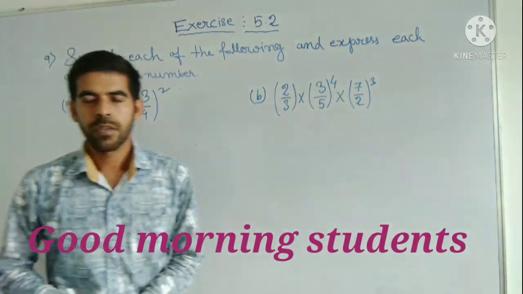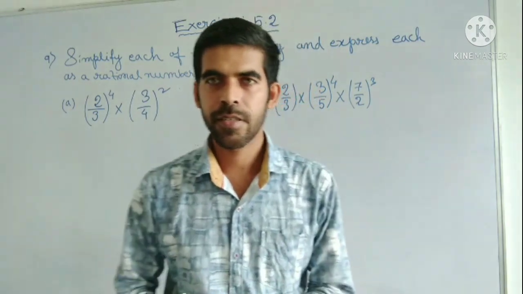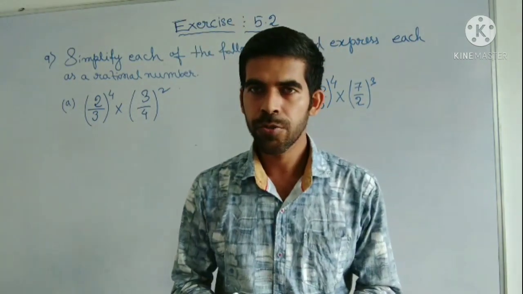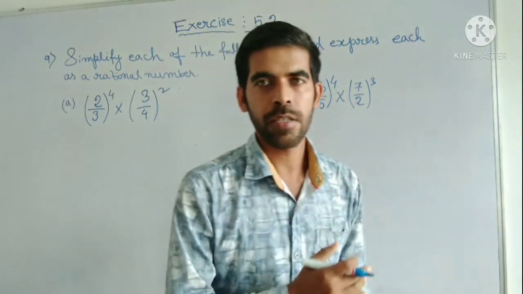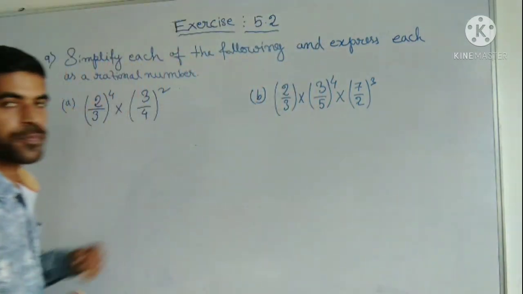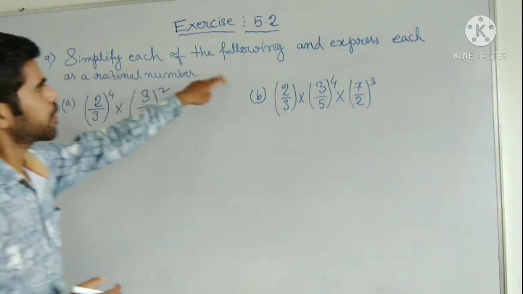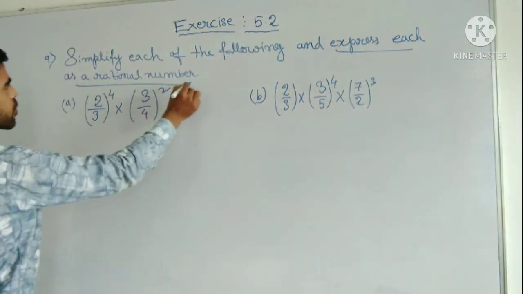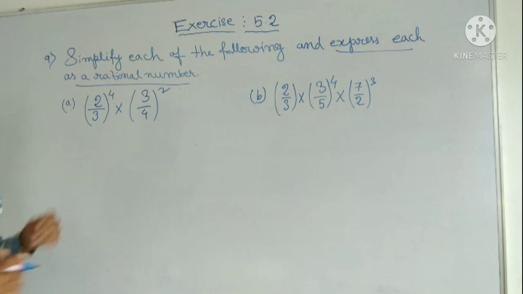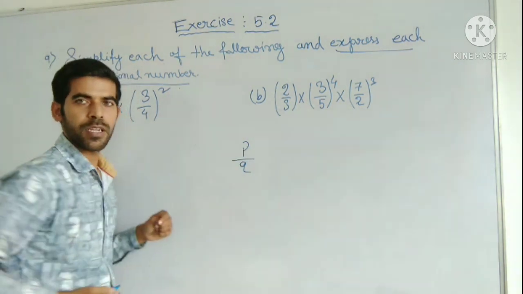Good morning, students. Last class I discussed exercise 5.2, and now a few questions remain, so I will show you these. Let's see, here is question number 9. It says: simplify each of the following and express each as a rational number. A rational number means you have to write the number in p by q form.